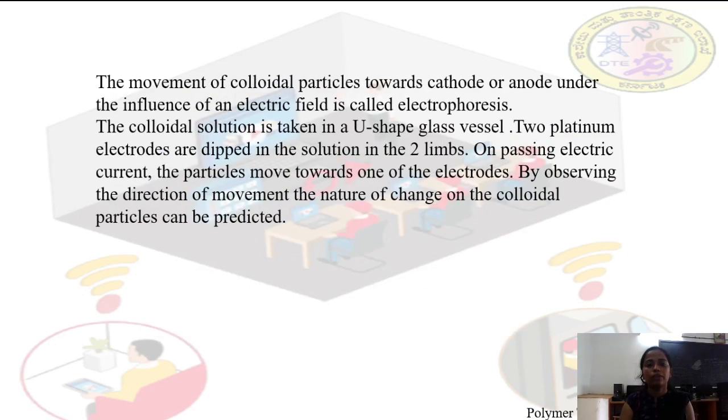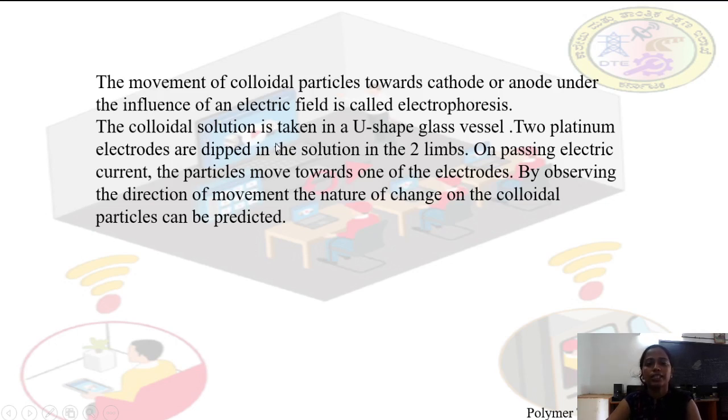The movement of colloidal particles towards the cathode or anode under the influence of an electric field is called electrophoresis. Here, the particles move towards the cathode or anode depending upon their charge. If they are cations, they move towards the cathode. If they are anions, they move towards the anode. So this is about the movement in the presence of an electric field, and this process is called electrophoresis.